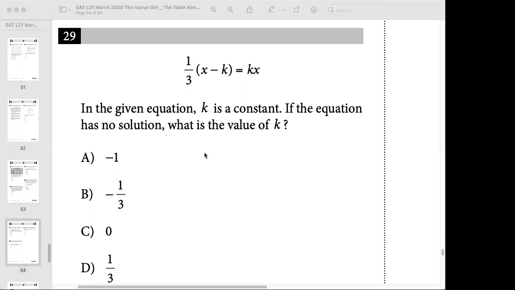Question 29. One third of (x minus k) equals kx. In the given equation, k is a constant. If the equation has no solution, what's the value of k?